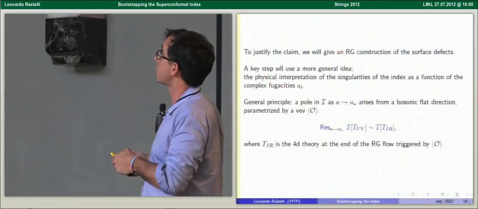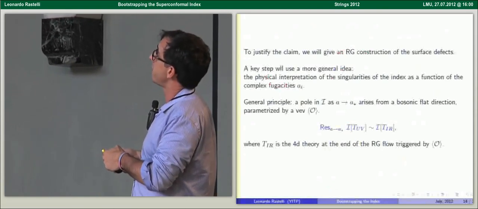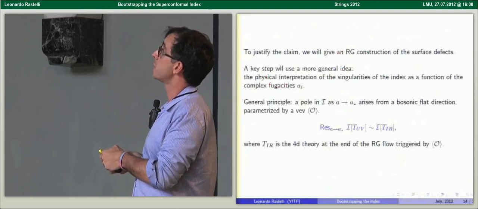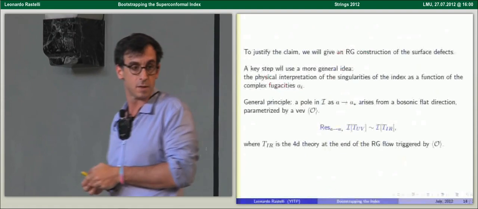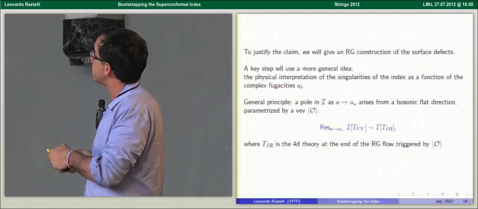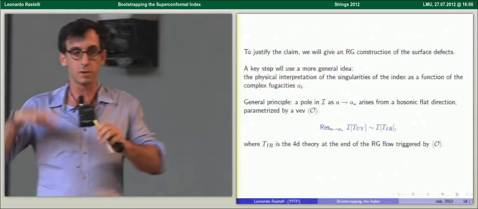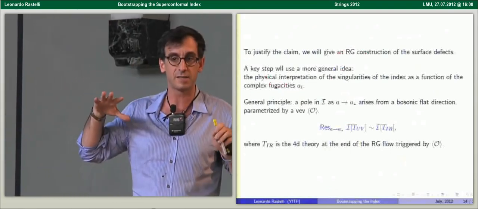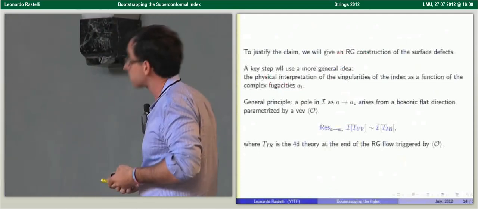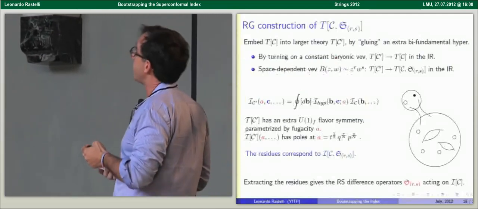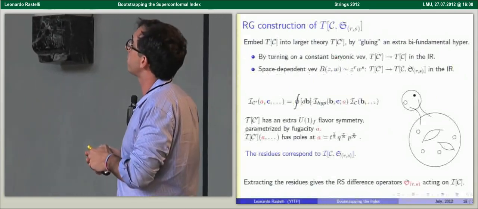The flow is triggered by giving a VEV to a certain operator, and so the index of the infrared theory should be related to the residue of the UV index as you approach the singularity. And we can, in fact, make this twiddle sign very precise and give a precise prescription for how indices of theories related by RG flows are consistent with each other. So with that idea, we can now engineer the surface defects in the following fashion.